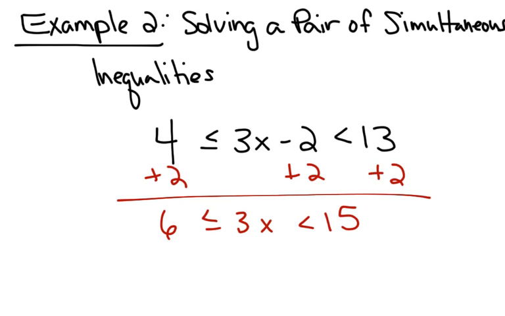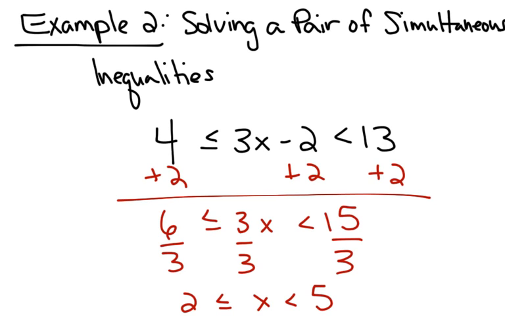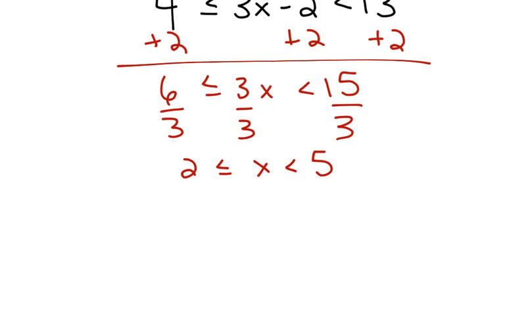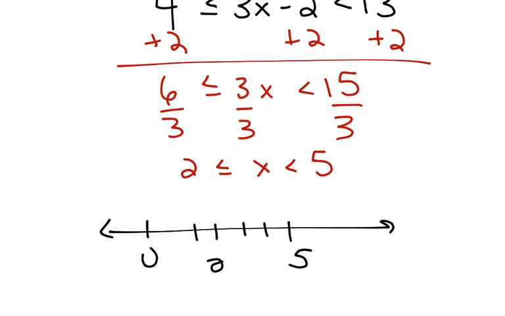And now I can get rid of the 3 by dividing everything by 3. And I'm going to get 2 is less than or equal to x is less than 5. Graphed on a number line, this would have a closed circle on 2, an open circle on 5, and a line connecting them.